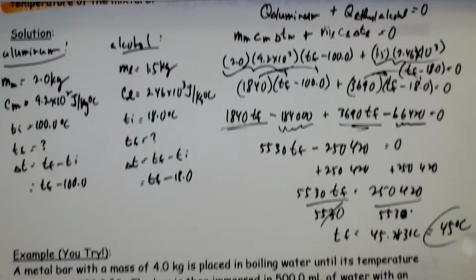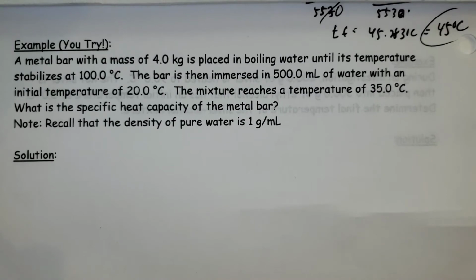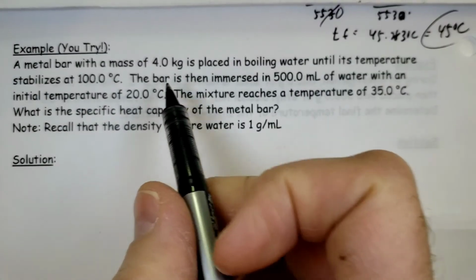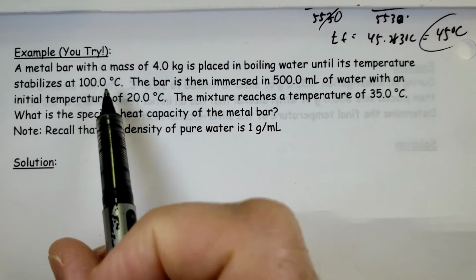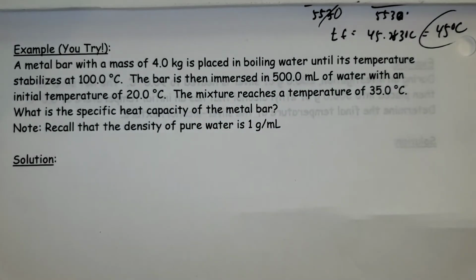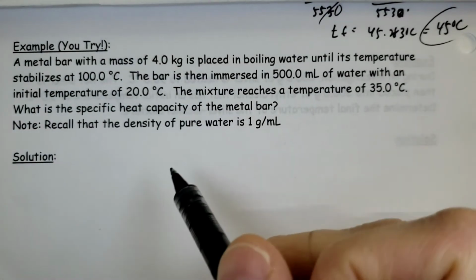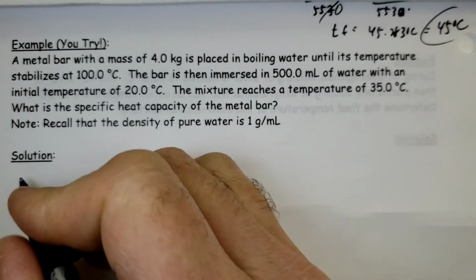All right, let's look at the next one here, the last one. A metal bar, it's 4 kgs, is placed into boiling water until its temperature is 100. The bar is then placed in water. They reach the same temperature. What is the specific heat capacity of the metal bar?